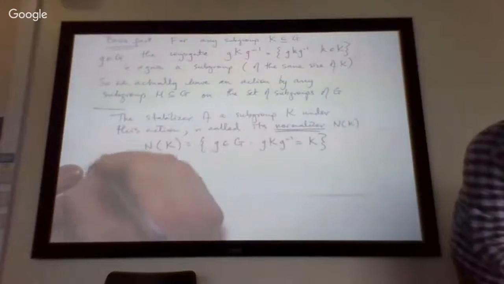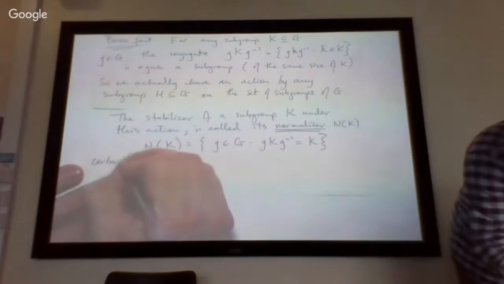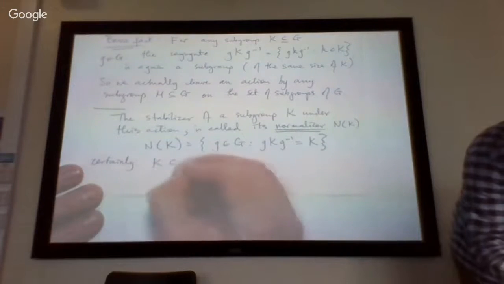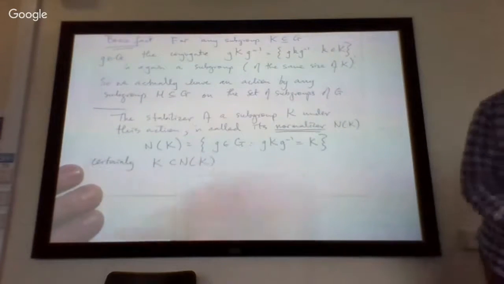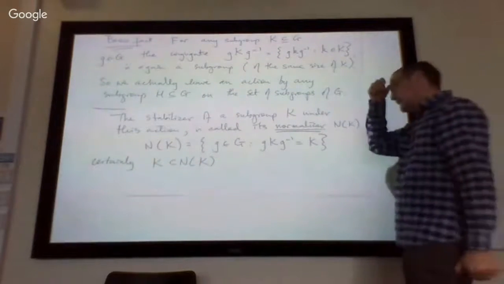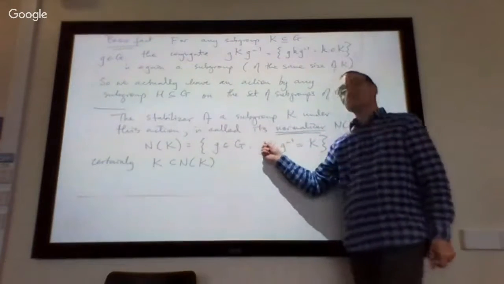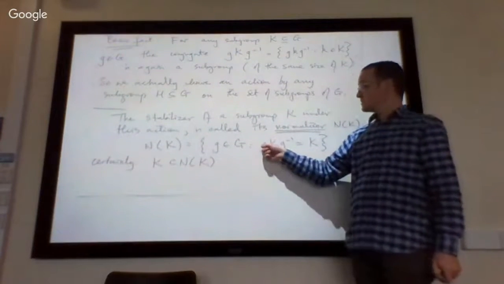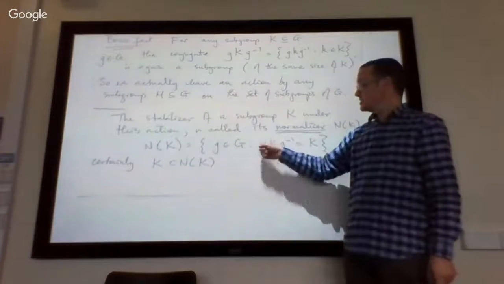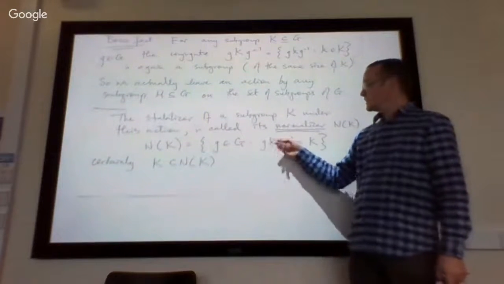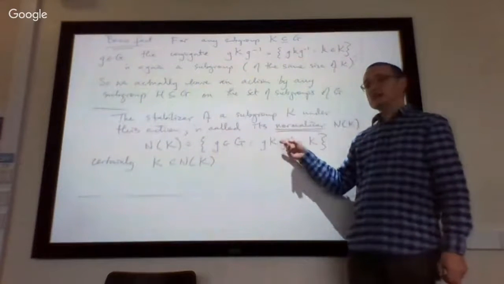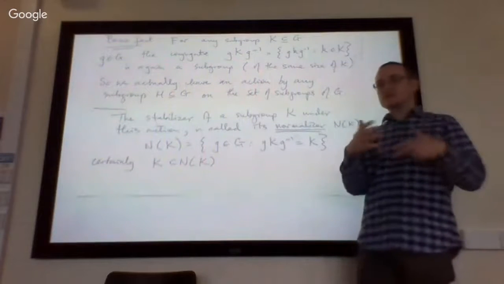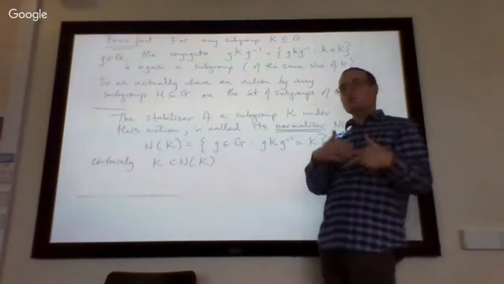A couple of basic facts about this is certainly K is contained in its own normalizer. If you take any element from K, consider conjugation. So that's the case where the little g is coming from K. When you conjugate a subgroup by one of its own elements, you're just mixing or moving around the elements in the subgroup amongst each other.